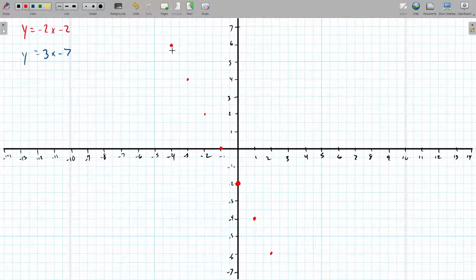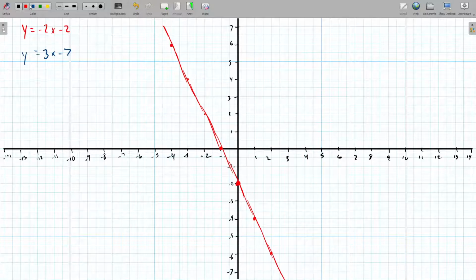Alright, so I have a bunch of dots. I can go ahead and connect these points. And this makes our first equation. So now we want to plot the second one. It has an intercept of -7, so we start all the way down here. And we go up 3 and over 1, up 3 and over 1, and so on.